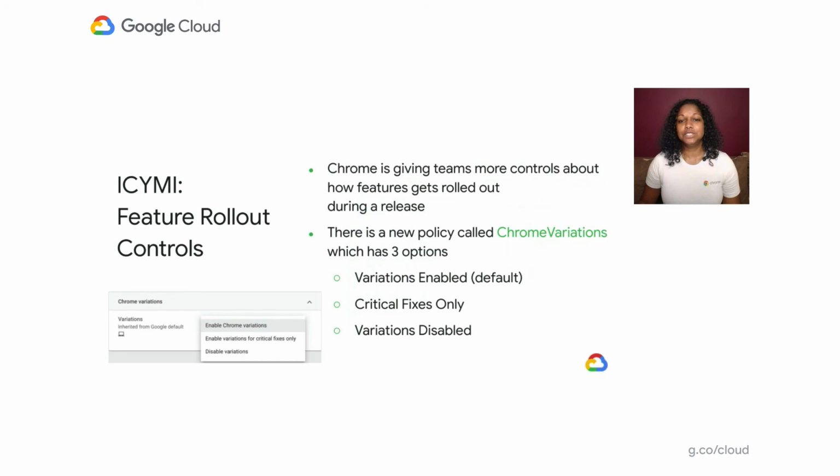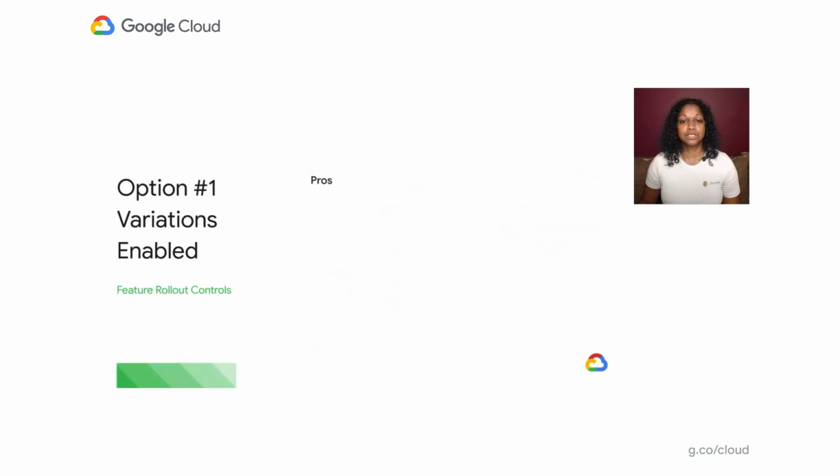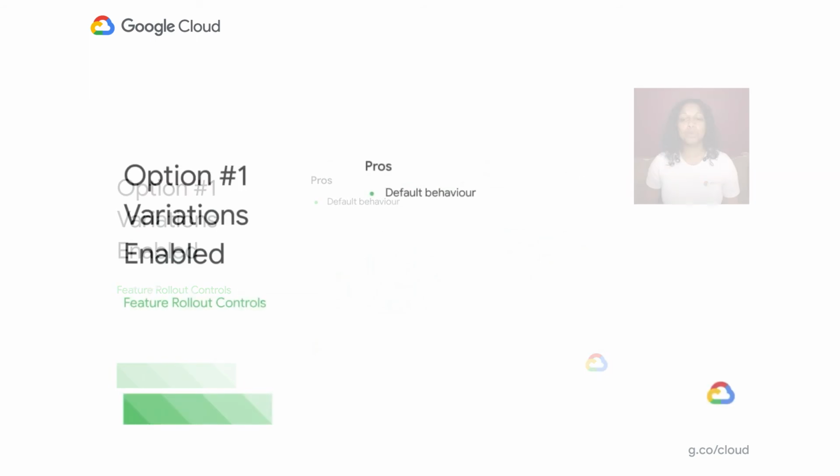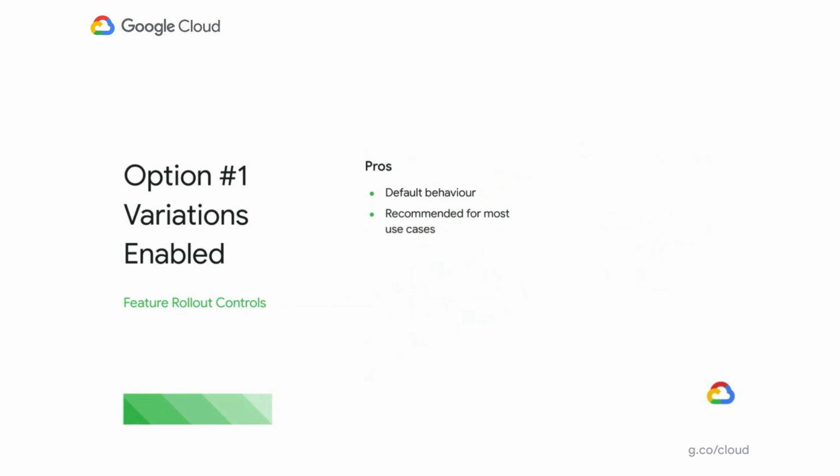We've recently released a new policy to help you control this behavior. There are 3 options, which I'll run through in detail. Variations enabled, critical fixes only, and variations disabled. The first option, variations enabled, is the default behavior, and it's what we would recommend for the vast majority of use cases. Users will receive critical security and bug fixes faster, while features get rolled out to users more gradually, minimizing the risk and impact of incompatibilities.